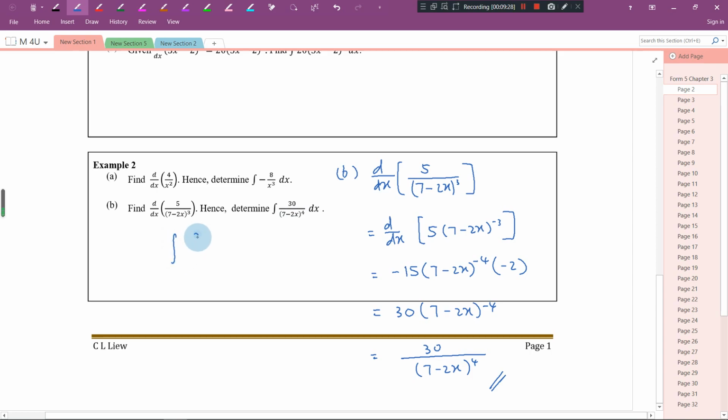Let me copy first. You will notice that this is exactly the same as this one. From here, we differentiate it, we get this. And if we integrate this, we get back this. So you don't have to go through the integration process, you just copy straight away. You just copy this whole thing down here. So it's equal to 5 times (7 minus 2x) raised to the power of 3. And don't forget to write plus c at the back.